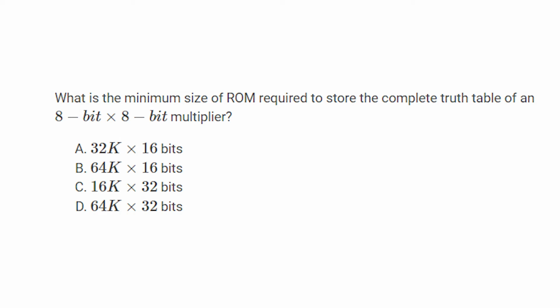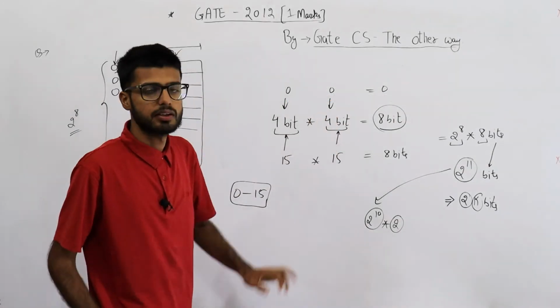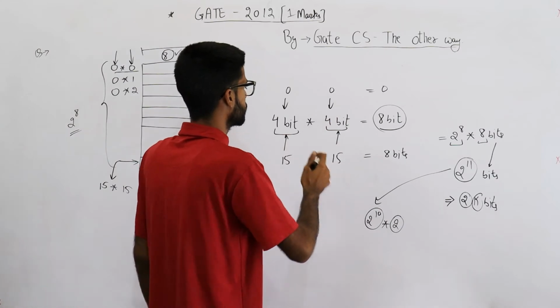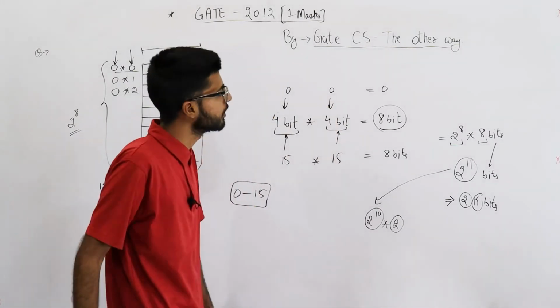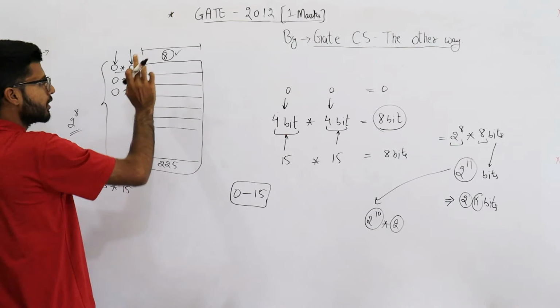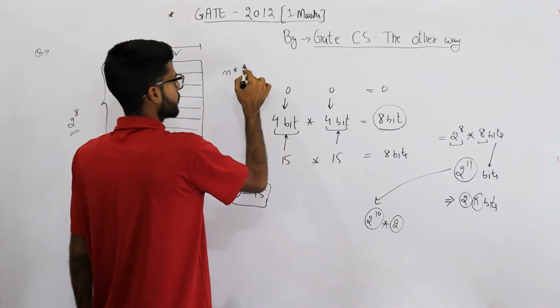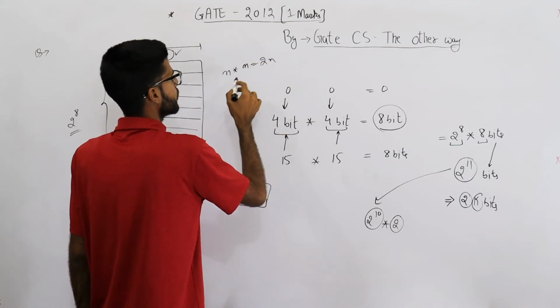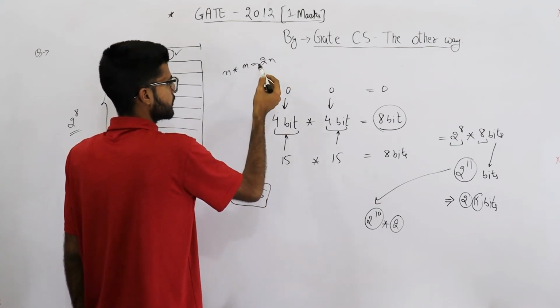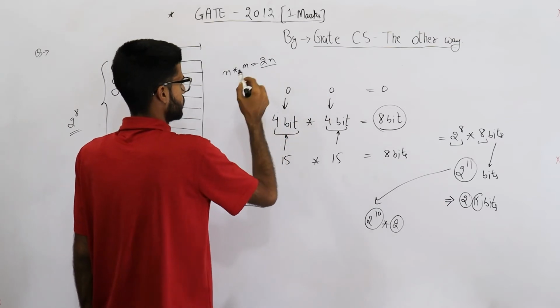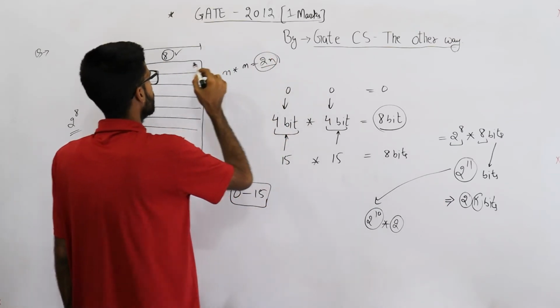What is the minimum size of ROM required to store the complete truth table of an 8 bit cross 8 bit multiplier? That means now you are saving all the products of 8 bits into 8 bits. That means this size is going to be 16 because n now is 8. N bits cross n bits is 2n bits. So here this value will be 16.